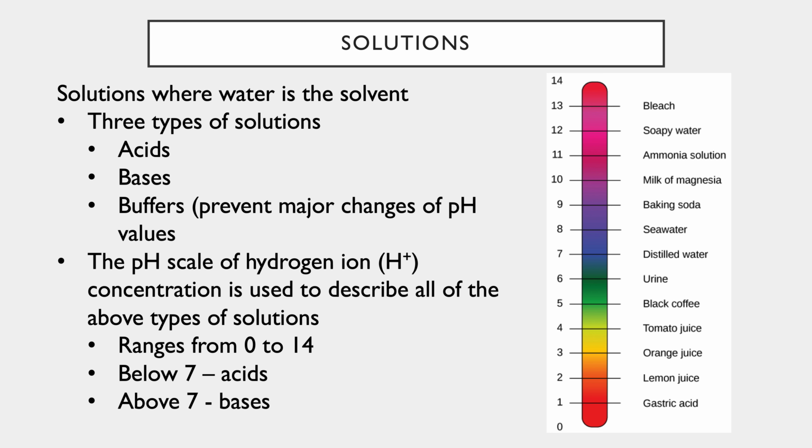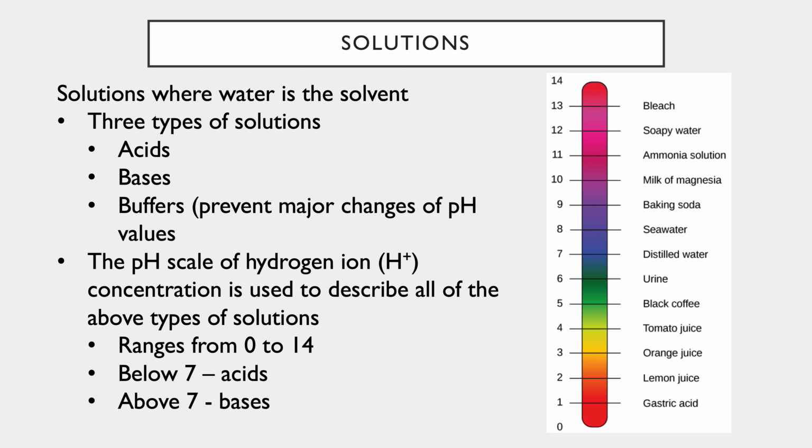When substances do dissolve in water, we call this a solution. There are three types of solutions which can result: acids, bases, and buffers. Scientists use a numerical scale called the pH scale to determine if solutions are acids or bases. The scale ranges from 0 to 14, where solutions below 7, like say orange juice, are considered acidic, and solutions above 7, like bleach, are considered basic.